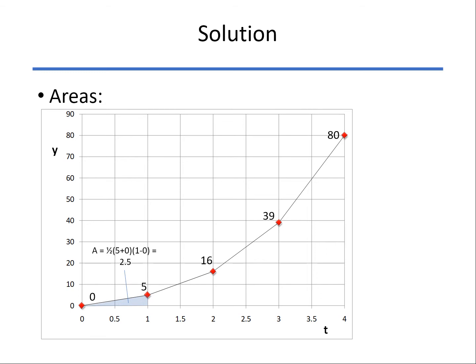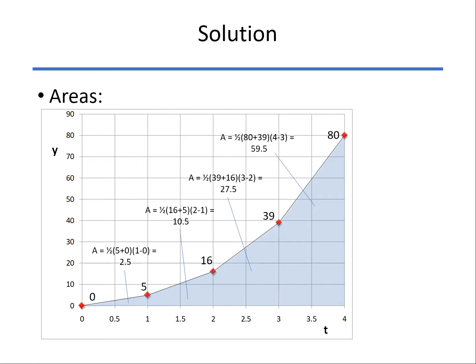So you're taking the average height. In this first one, it'll be the average of 0 and 5, multiplying it by the width here, which is just 1 unit, so that'll be 2.5. For the next one, the average is going to be 10.5, again multiplied by 1, and continue on for the other two. Sum them all up, and in this case you get an answer that the area under the curve, the integral there, is 100.